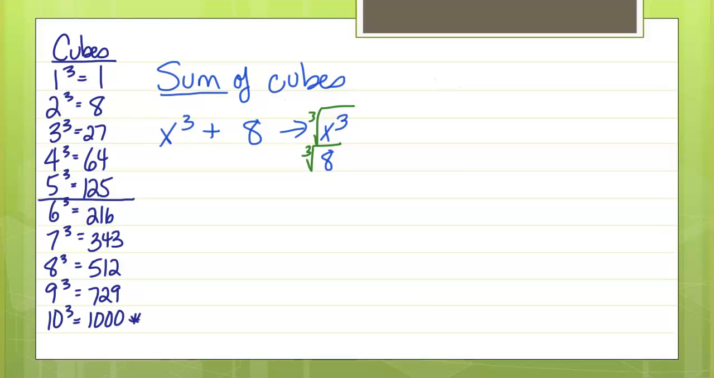So the cube root of x cubed is x, and the cube root of 8 is 2. So it's saying, what do I have to multiply by itself 3 times to get what I started with? Well, I have to multiply x times x times x to get to x to the third, and I have to multiply 2 times 2 times 2 to get to 8. So x and 2 are the numbers we're going to be working with.